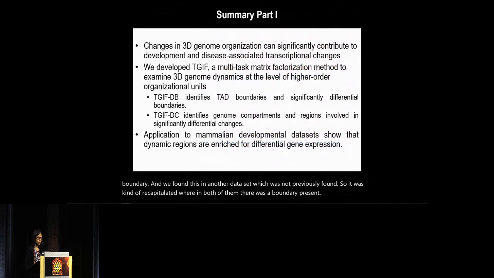So that concludes the first part of my talk, where I talked about finding changes in 3D genome organization by using a multitask non-negative matrix factorization framework. And we have two versions of it, DB and DC, where we can look at boundaries as well as differential compartments. By applying these to mammalian data sets, we are finding these differences that we think can tell us something about changes in gene expression, but also helps us to reduce false positives compared to if you were to simply apply one method and do the differential tests later on. So I'm going to shift gears and now tell you about gene regulatory networks.